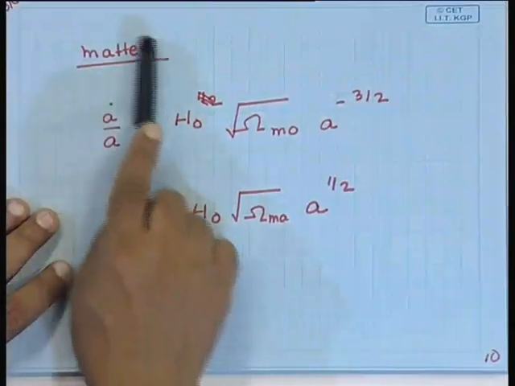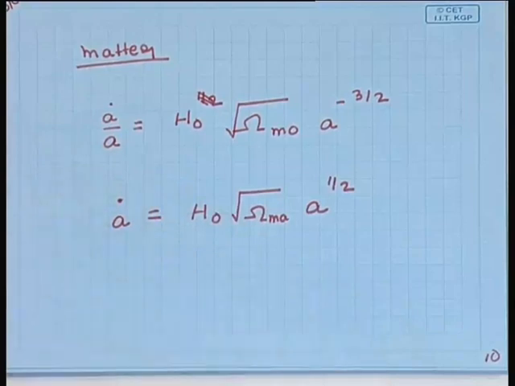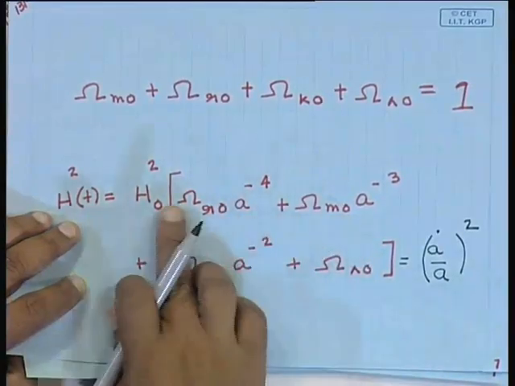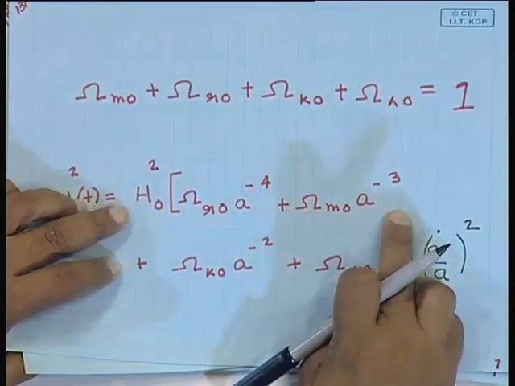Next, the matter dominated universe. We have considered this in some detail already a few lectures back, where we considered the critical Einstein de Sitter universe, where there was only matter, no curvature, no cosmological constant, no radiation. So, here A dot by A is H naught square root of omega matter naught A to the power minus 3 by 2, right. I have just taken this equation and taken the square root of it.